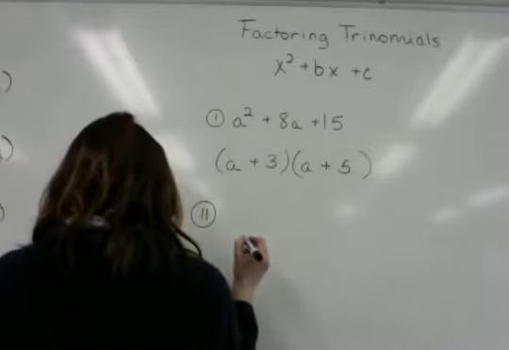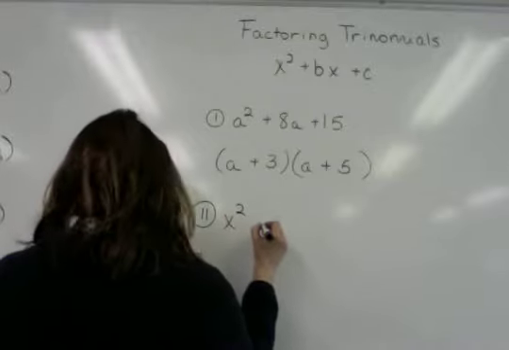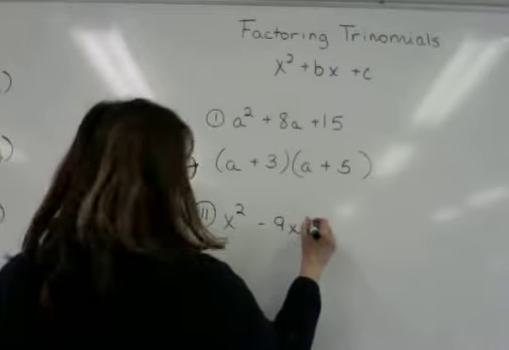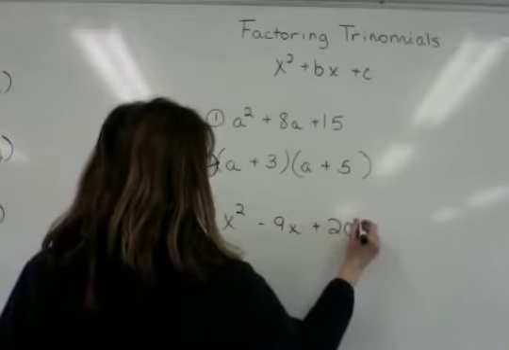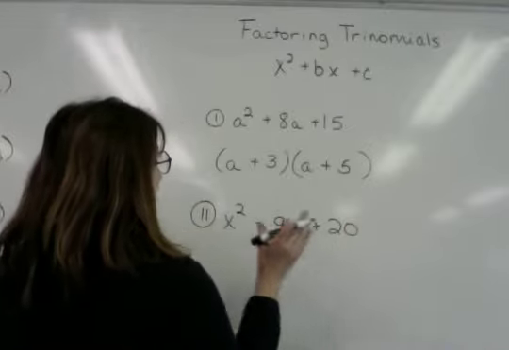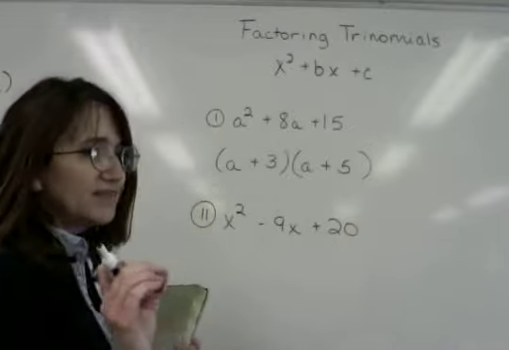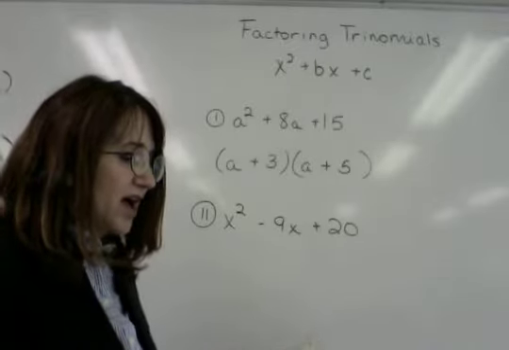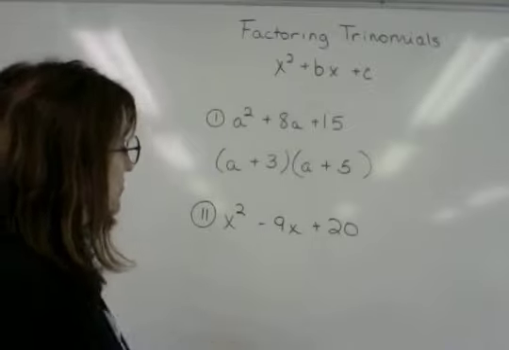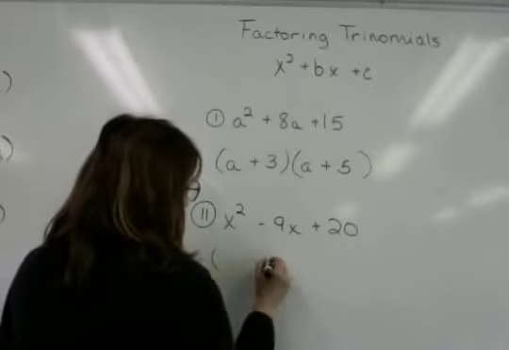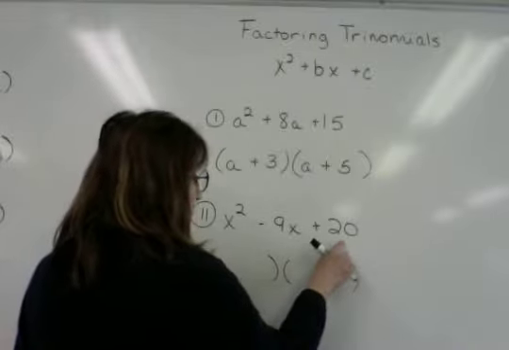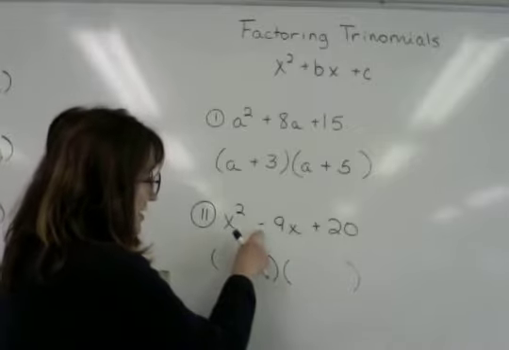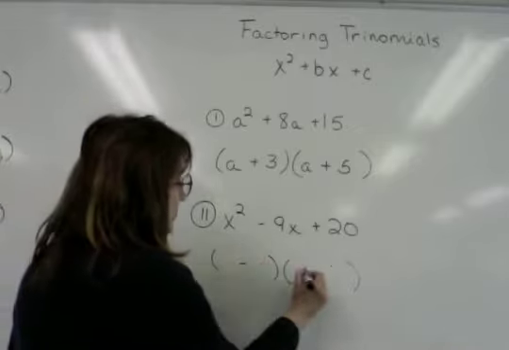So 11 is where we have x squared, and then 9x, and here in the middle is going to be a positive 20. So once again, this is positive, and that's telling me that my signs have to be the same. How do I get the sign that's the same? The factors will have the sign of the middle term of the trinomial. So even though this one's positive, that means my signs are the same, but my sign is going to be the sign of b. So both of those are going to be negative.